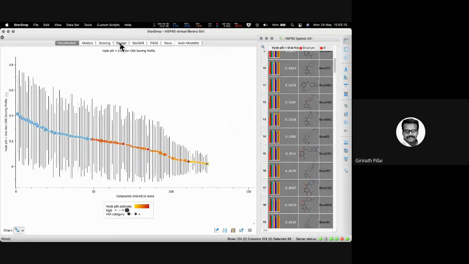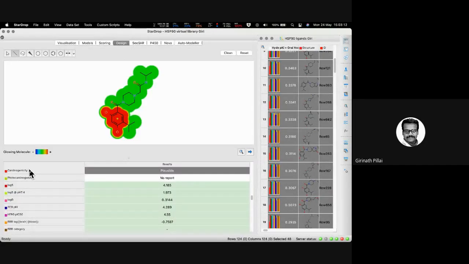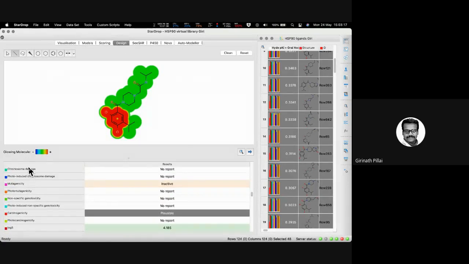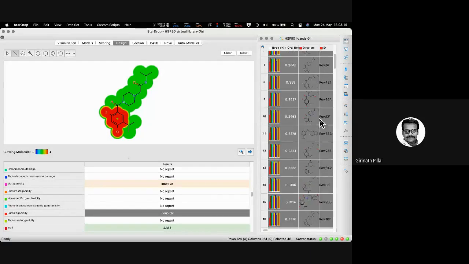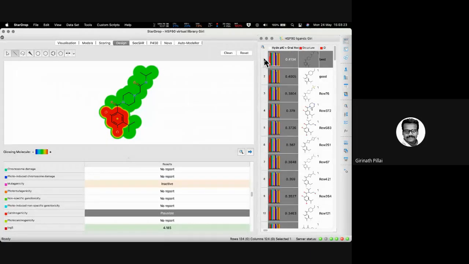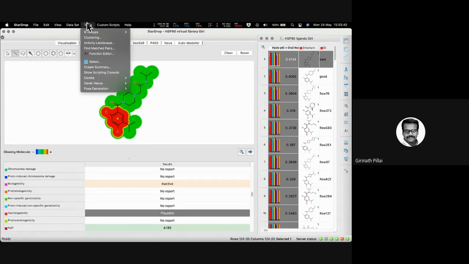Now, let's go to a few other analyses. For example, carcinogenicity. I have predicted it based upon clinical data for this particular compound. Let me choose the best molecule suggested by the analysis. Here it is saying this particular region is carcinogenic. That is going to be bad, but other regions are absolutely fine. Now we want to know on what basis the software is predicting this as carcinogenic. Let's go to this analysis.